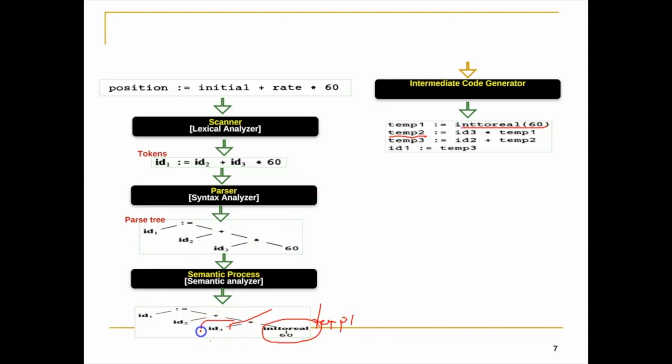This temp2 can be added with id2, which is shown here as id2 plus temp2, and that gets stored in temp3. Now for the final result id1, we store the value of temp3 into id1. This is how the intermediate code corresponding to position equal to initial plus rate into 60 will be generated.